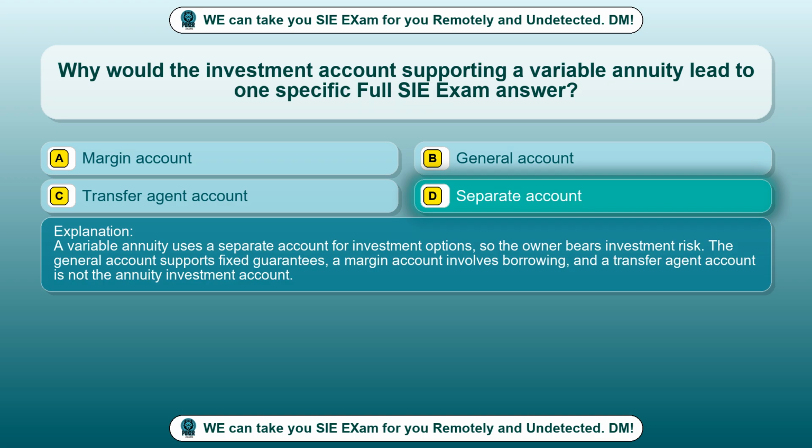A variable annuity uses a separate account for investment options, so the owner bears investment risk. The general account supports fixed guarantees, a margin account involves borrowing, and a transfer agent account is not the annuity investment account.